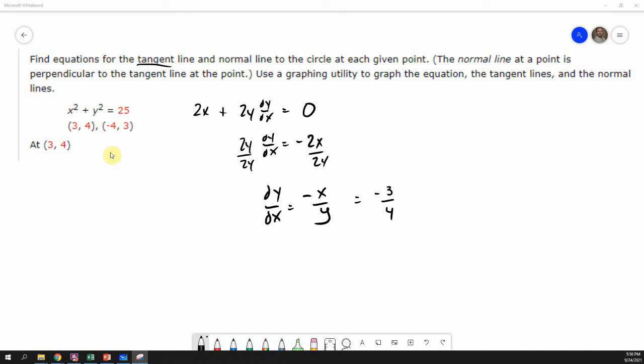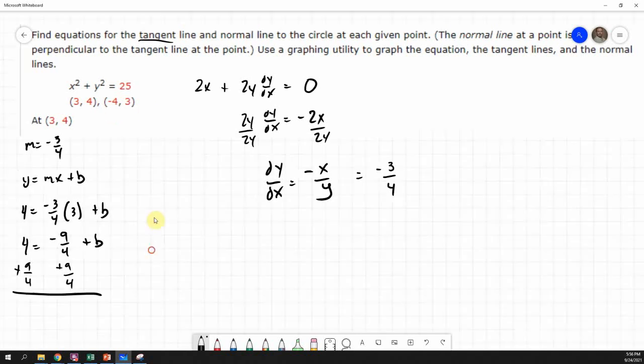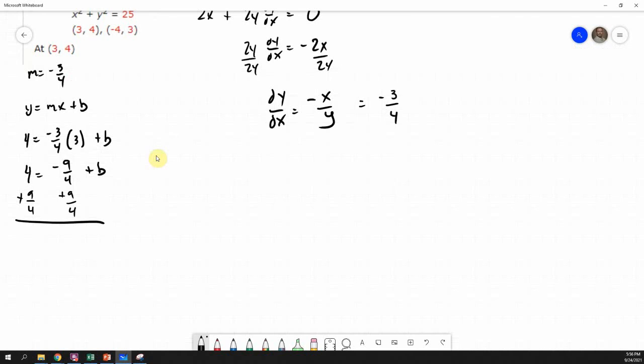Now, when we find the tangent line, we're going to use m equals negative 3/4. We're going to use this point, so y equals mx plus b, or 4 equals negative 3/4 times 3 plus b. That's negative 9/4 plus b. So we're going to add 9/4. Right, so that's going to be 16/4 plus 9/4, so 25/4 equals b. Therefore, y equals mx plus b.